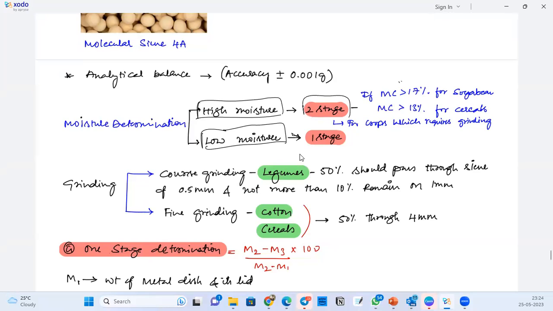And it is for moisture content which is more than 17% in case of soybean or oil seeds, and more than 13% for cereals. If the moisture content is more than 13% in cereals, we go for two-stage determination. And also for all the crops which require grinding, because of the bigger size there will obviously be higher moisture content, and we go for the two-step process.